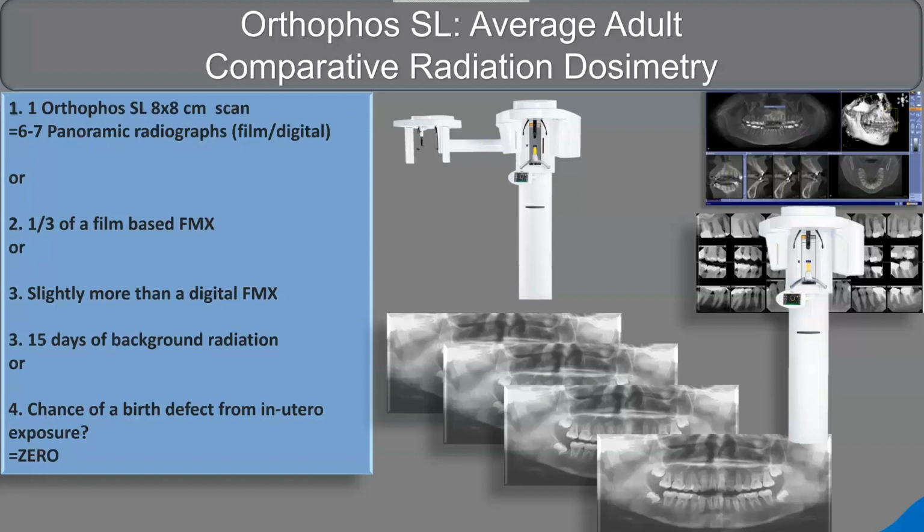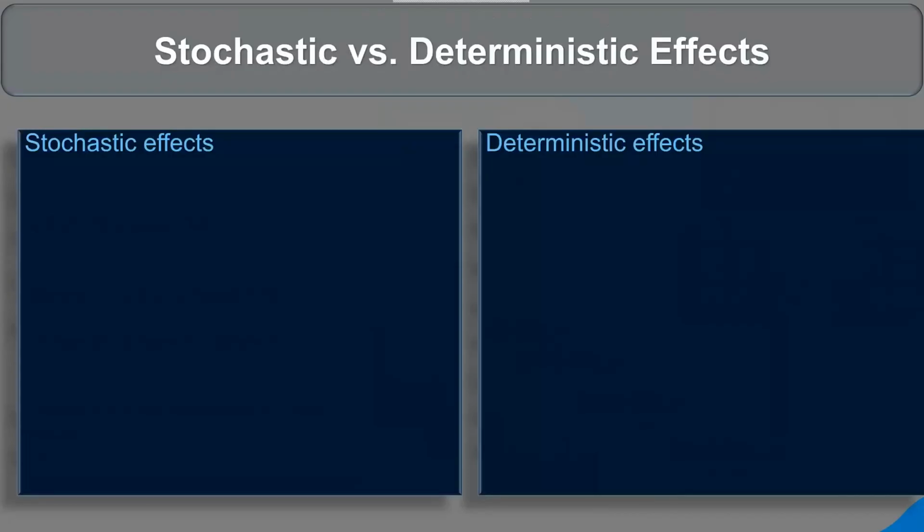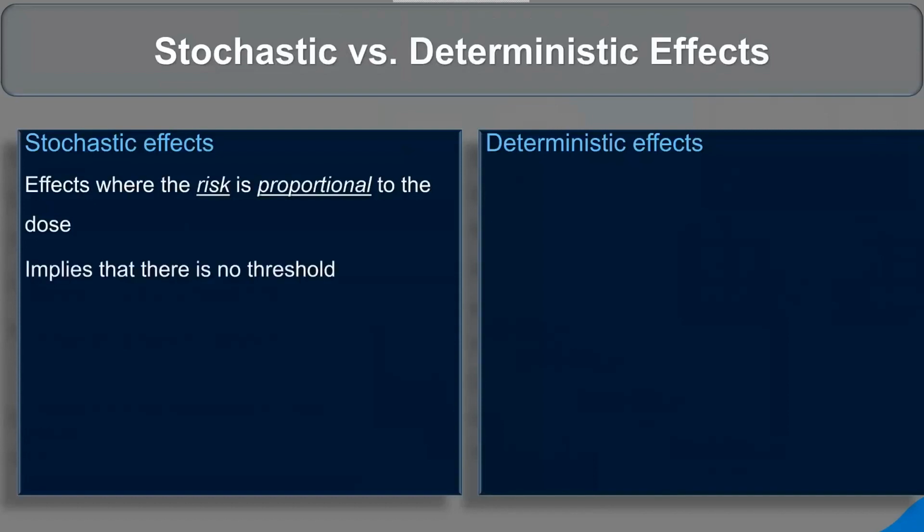What is our chance of in utero birth defects? Well, it's absolutely 0. And let's talk about that, because I did not learn that in dental school. When we are talking about radiation effects, or effects of ionizing radiation, we really see that there's 2 different effects. We have a stochastic effect, which is based on statistics, and we have a deterministic effect. So let's talk about stochastic effect first. This one, the risk is proportional to the dose, and it implies that there is no threshold.